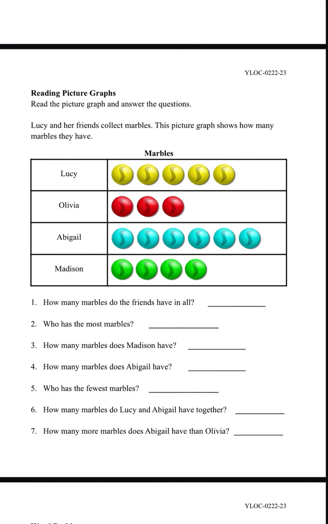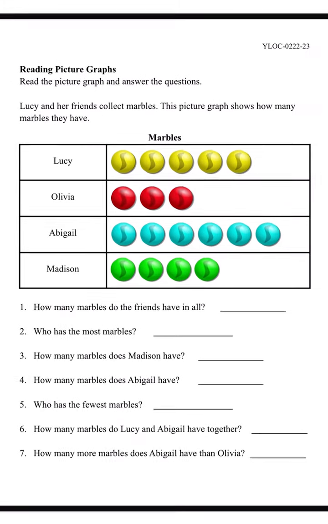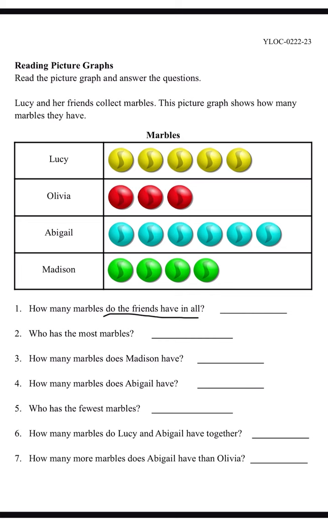Read the pictograph and answer the questions. Lucy and her friends collect marbles. This pictograph shows how many marbles they have. How many marbles do the friends have in all? So we're gonna count. Lucy has 1, 2, 3, 4, 5. Olivia 6, 7, 8, 9, 10, 11, 12, 13, 14, 15, 16, 17, 18. They have 18 marbles. And who has the most marbles?